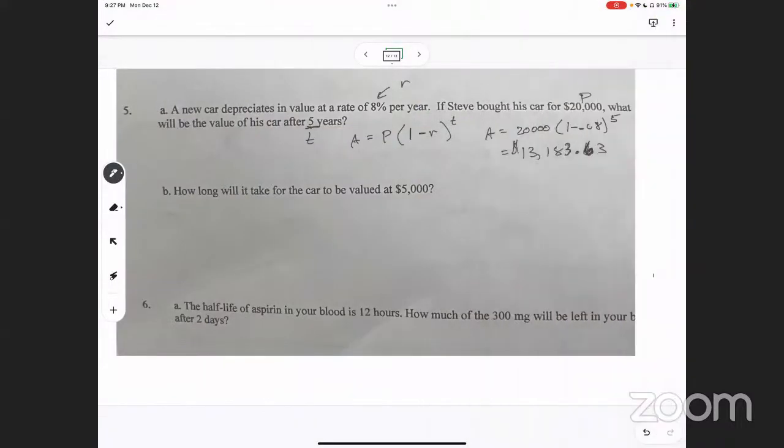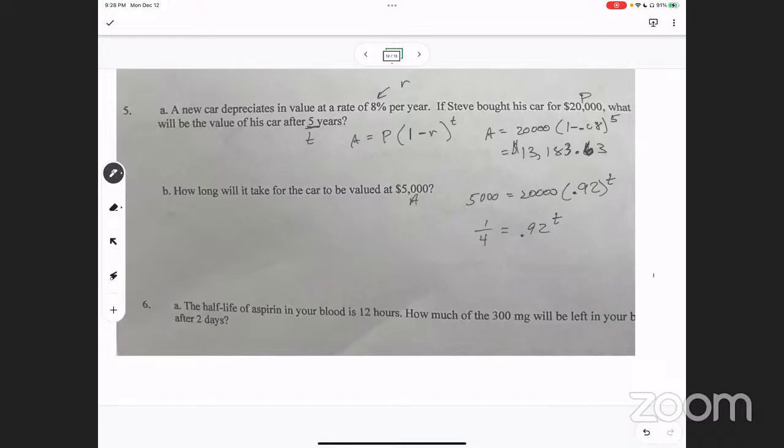How long will it take to be valued at 5,000? We'll plug in 5,000 for A and solve the equation. I can just write 0.92 here, right? 0.92 to the 5th. So divide by 20,000, that's what, 1/4? Yeah. It's now worth 1/4 of its value. How long will it be until it has 1/4 of its value? Whoops. I'm putting 5 up here. I should be putting a T up here because I don't know the years in this instance.